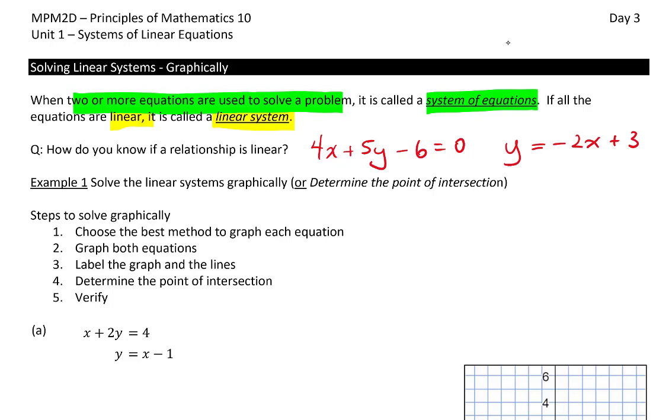In our first example, we're going to solve the following linear system graphically. When solving a linear system graphically, here are 5 steps. First step, choose the best method to graph each equation. So you either use the slope y-intercept method or the x and y-intercept method. Next, graph both equations using the methods of choice. Label the graph and the lines. Fourth step, determine the point of intersection. And the final step, verify that this is the correct solution to the linear system.